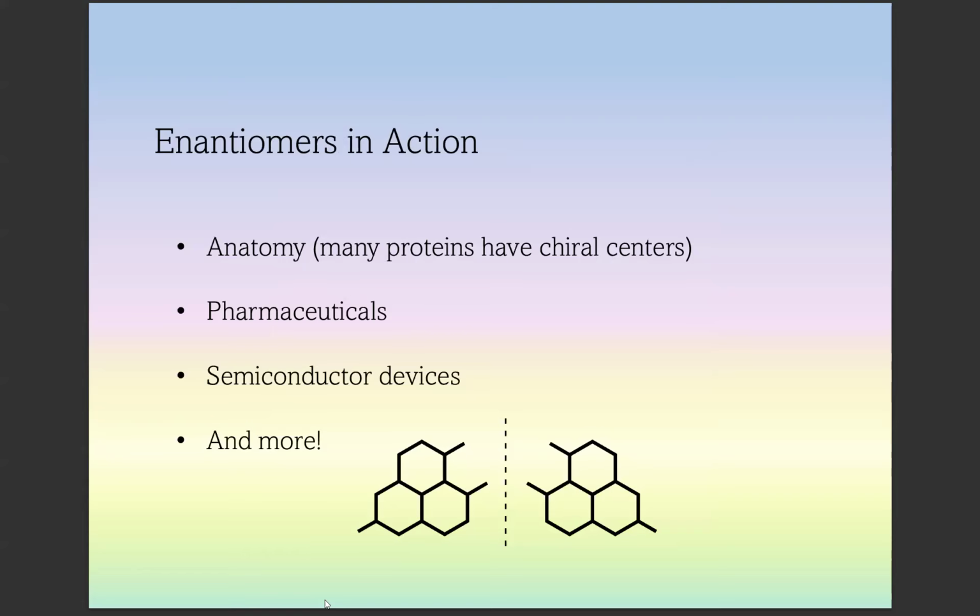Chiral molecules have many uses and applications. Many proteins in the human body have chiral centers, and the enantiomers of some chiral drugs can be significantly more toxic than the drug itself. Chirality can even have uses in semiconductor devices.